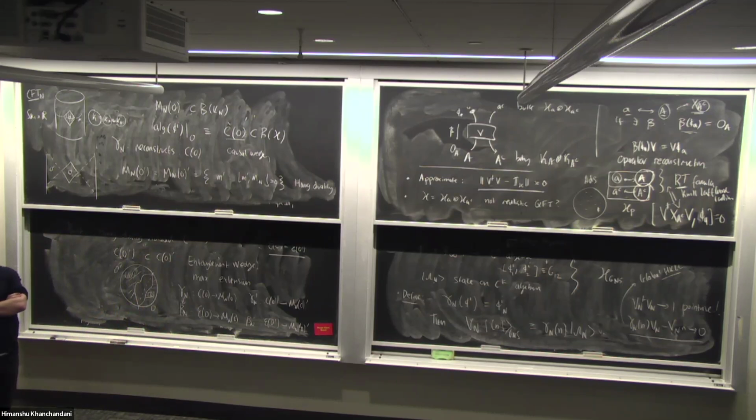Questions for Tom? When you lose Haag duality in this limit, do you expect to see emerging global symmetries?